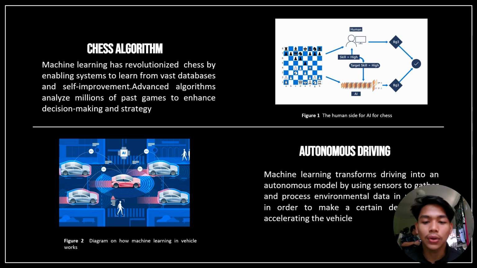The second one is autonomous driving. In autonomous vehicles, machine learning helps the car interpret its surroundings, such as recognizing traffic patterns and predicting the movements of vehicles.